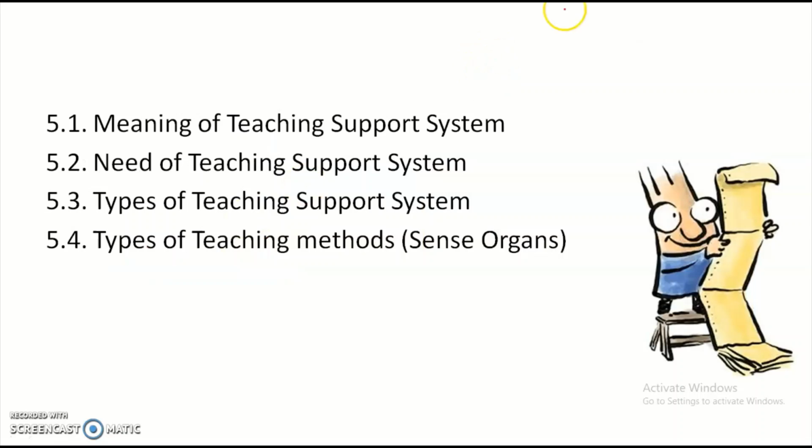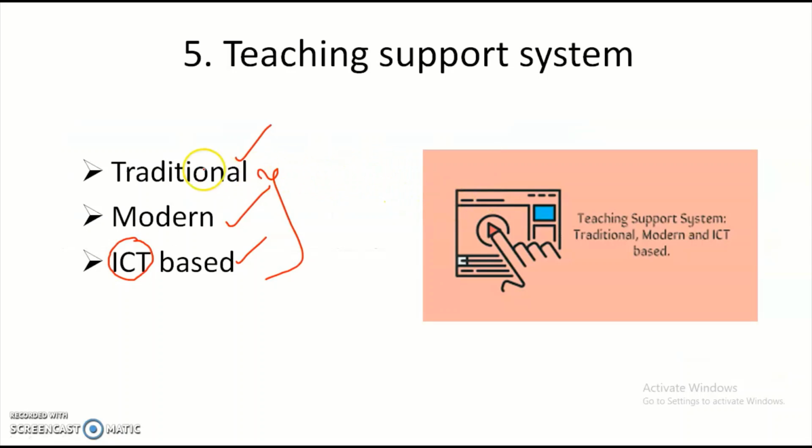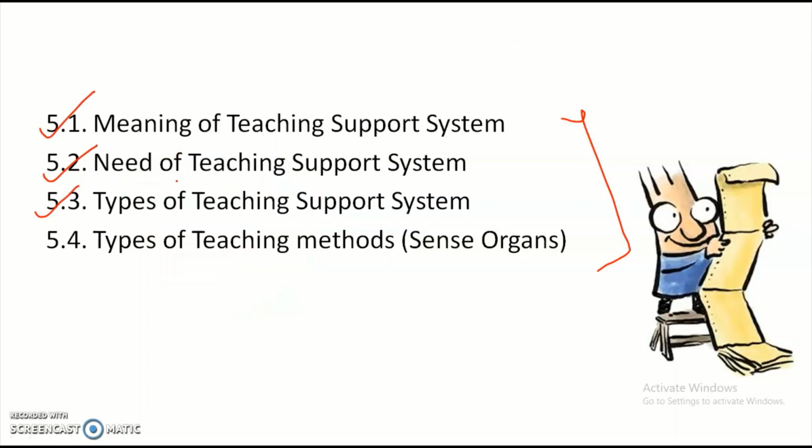But for your understanding, I divide these topics into four different topics. First is the meaning or definition of the teaching support system. Next is the necessity of using this teaching support system for delivering effective teaching to the students. Third is the different types of teaching support system, that means traditional, modern, and ICT based. All these three will be covered under 5.3, that is types of teaching support system.